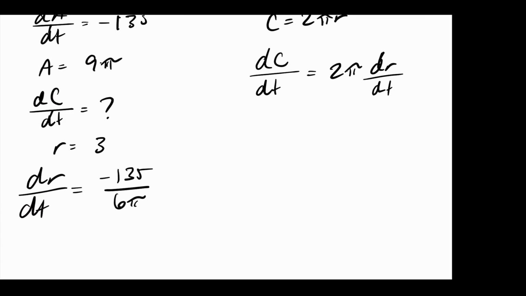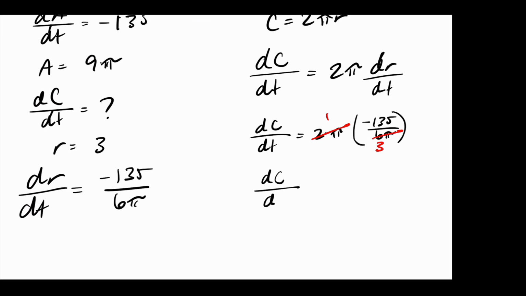Now I can do it. All right. dC/dt I don't know, it's 2 times pi times dr/dt. Okay. 2 pi cancels out with this to make 3. Because 2 goes into 6 3 times. Pi goes into pi once. So this becomes a 1. So dC over dt equals negative 135 over 3.